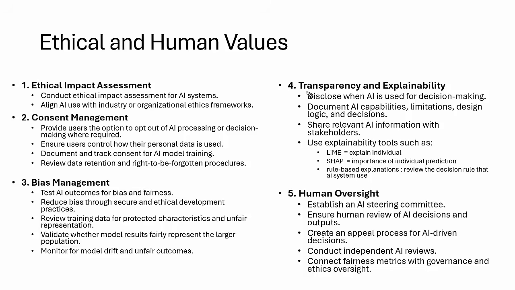If your model is not transparent, especially in deep learning, it will not build trust. So we need to disclose when AI is used in decision making, document the capability, and share the relevant information. In an AI model, we use explanatory tools such as LIME and SHAP. Okay, what is that? Let me explain. Before I jump into the detail, let's understand what LIME is. LIME actually stands for Local Interpretable Model-agnostic Explanation.